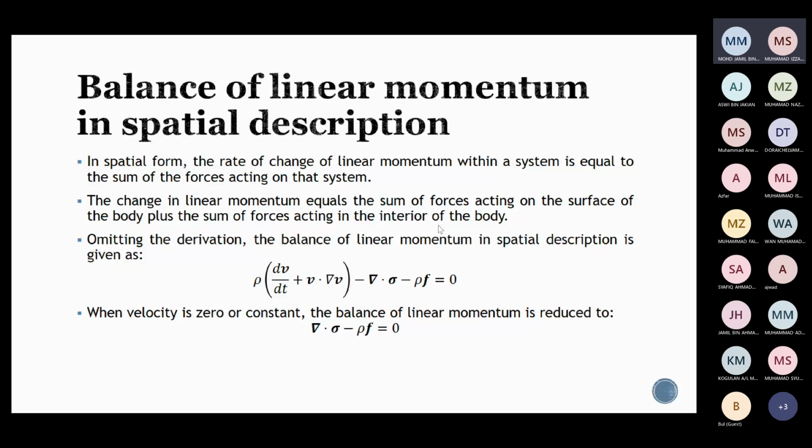So ignore the derivation because it's quite long, but it is a bit hard to understand. So the balance of linear momentum in spatial description is simply this: rho times dv/dt plus v dot gradient of v, minus divergence of the stress tensor, minus rho f. So f here is the external force, and this is the stress between the particles, and v is the velocity.